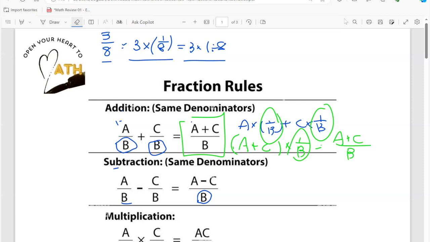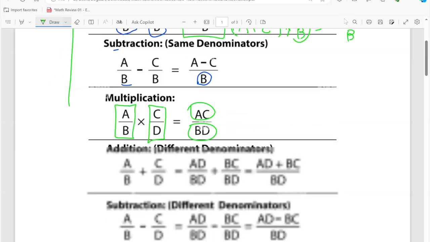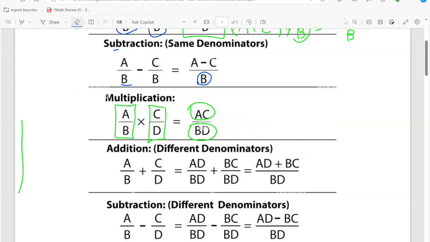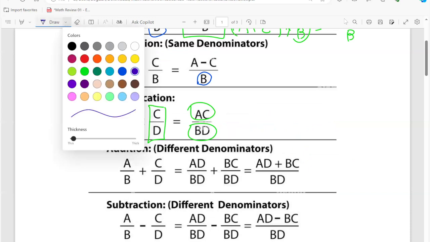But multiplication is different. A over b, if you multiply by c over d, you're simply going to multiply the numerators and the denominators, because we're not adding or subtracting. But what if we have a different denominator? Then you're going to have to make it the same.